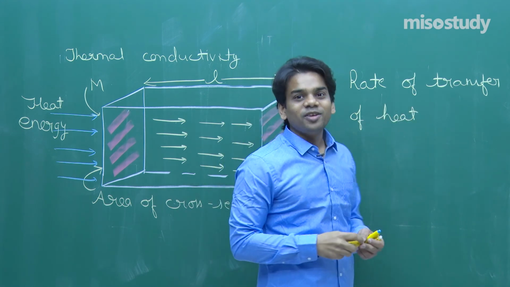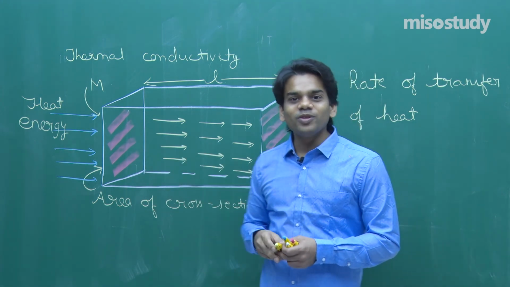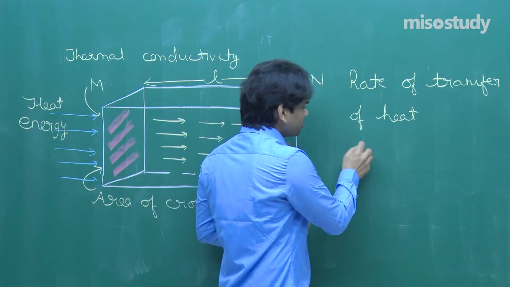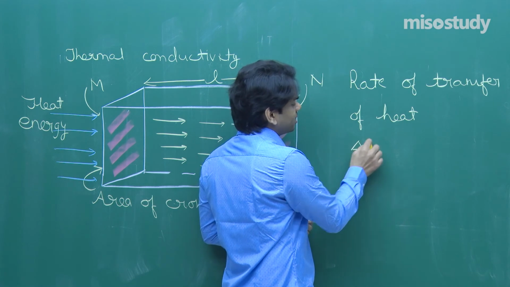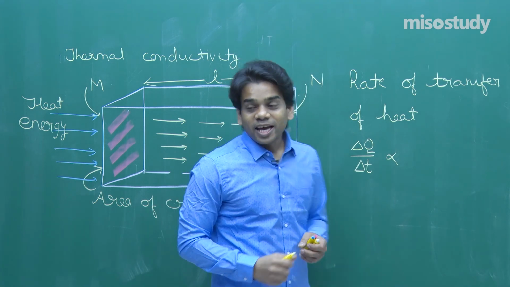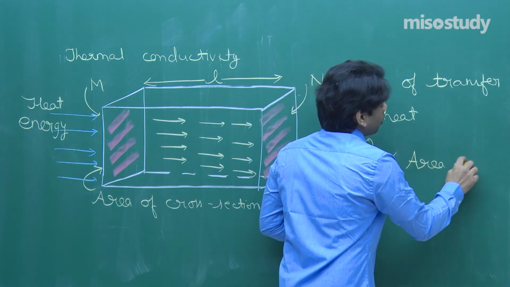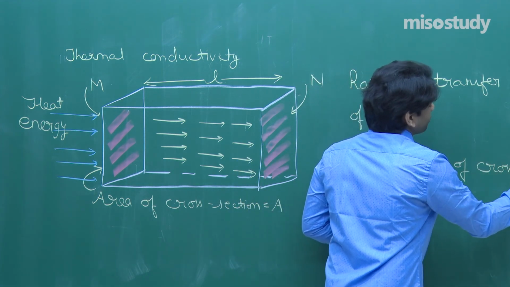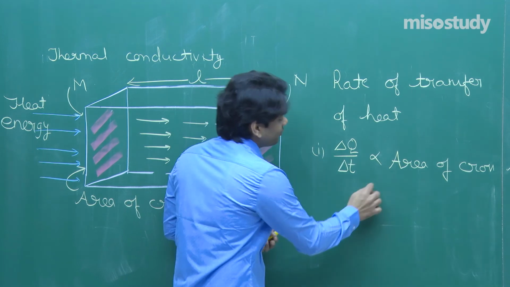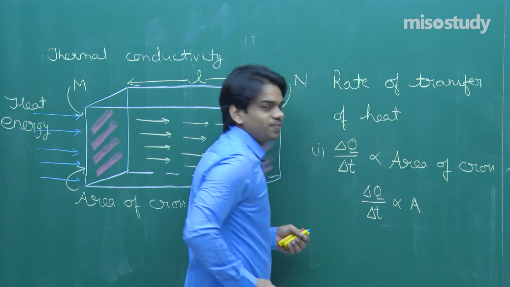This will depend on three factors. First of all, area of cross section, the length of the cube that has been taken, and one more property. Let's talk about, first of all, rate of transfer of heat. Let me write this as delta Q by delta T. This will be proportional to area of the cuboid, or area of cross section, that is A, we have taken. So the first relation that we've obtained, we can write: delta Q by delta T is proportional to area.